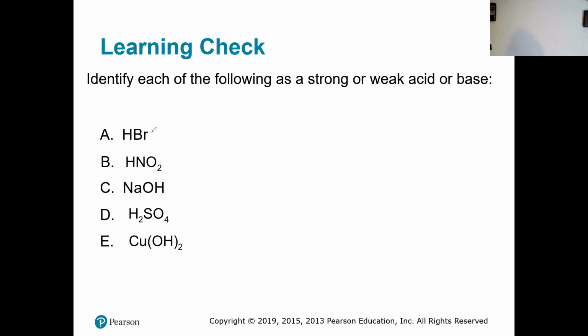So our strong ones in this case are HBr, that's a strong acid, NaOH, strong base, H2SO4, strong acid. The other things on this list are going to be a weak acid, weak base. We know that this is a base because it's OH, and the H's out in the front tell us that the other ones are acids.